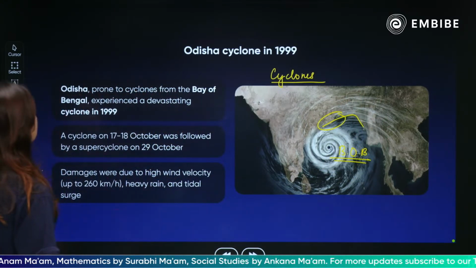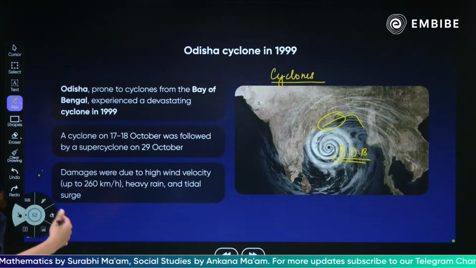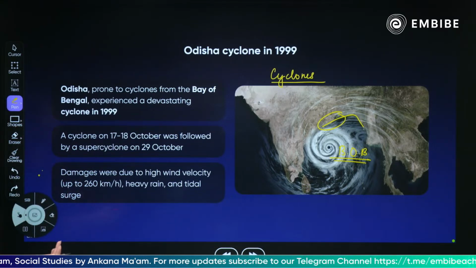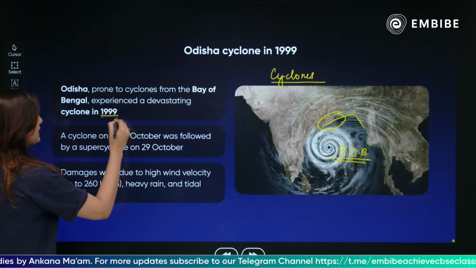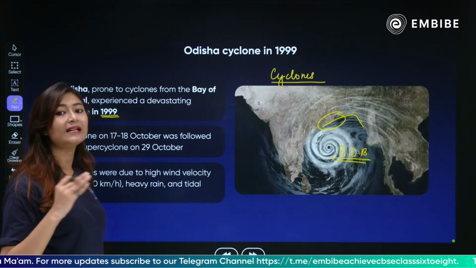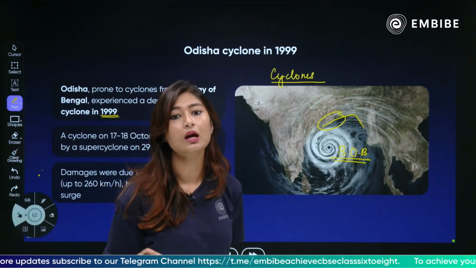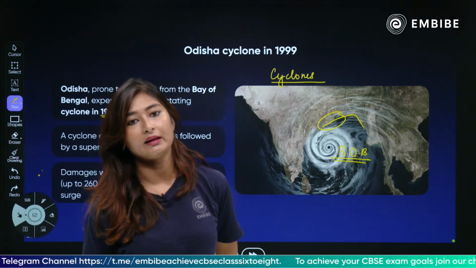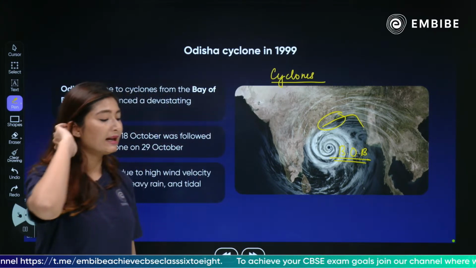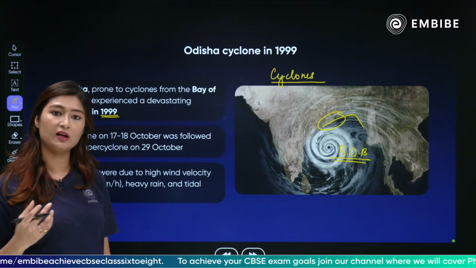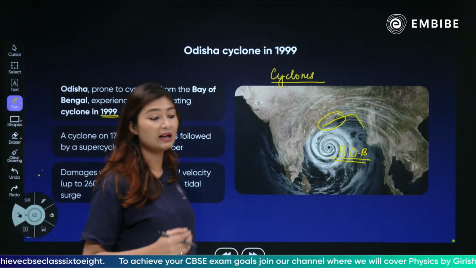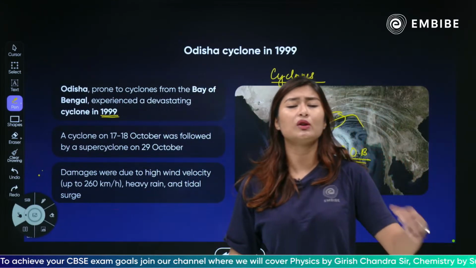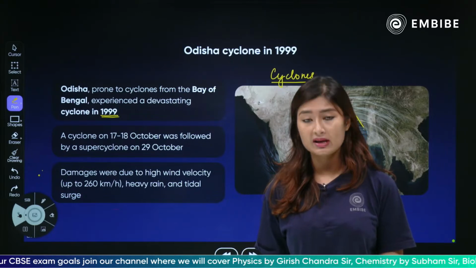ठीक है. So Orissa, which is very much prone to cyclones from the Bay of Bengal, experienced another cyclone, just like all the time, in the year 1999 as well. तो 1999 में भी वहां पे हर साल की तरह साइक्लोन आता है, बट दिस साइक्लोन वाज गोइंग टू चेंज द लाइव्स ऑफ द पीपल बिकॉज इट वाज गोइंग टू बी एक्सट्रीमली डिस्ट्रक्टिव एंड डेवास्टेटिंग.